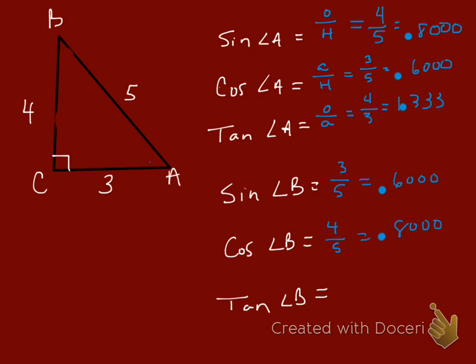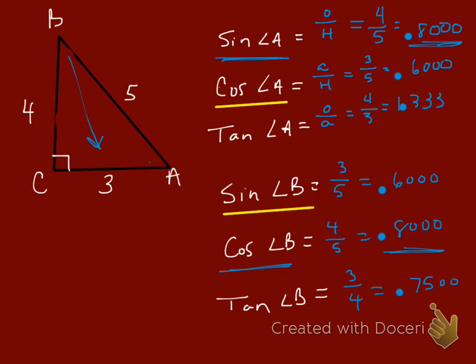And last but not least, you have your tangent, which again is your opposite over your adjacent this time, so 3 over 4, which will give you 0.75000. Okay? Notice that the sine of A is the same thing as the cosine of B, just like the cosine of A is the sine of B.